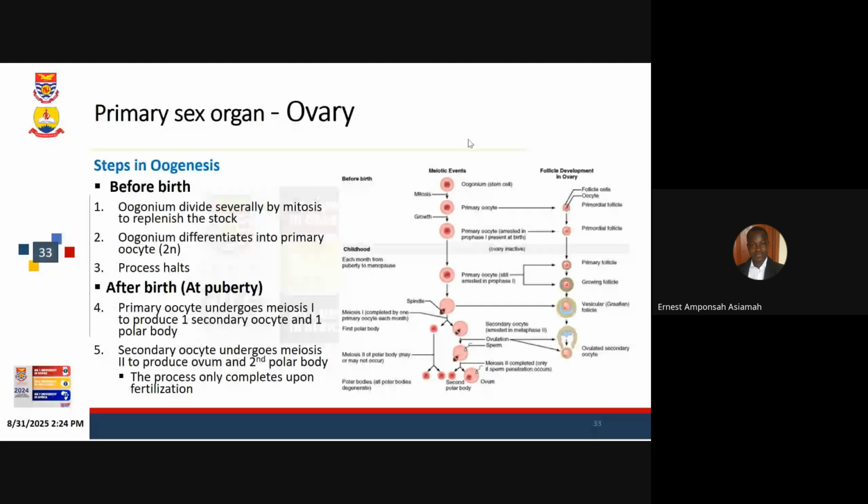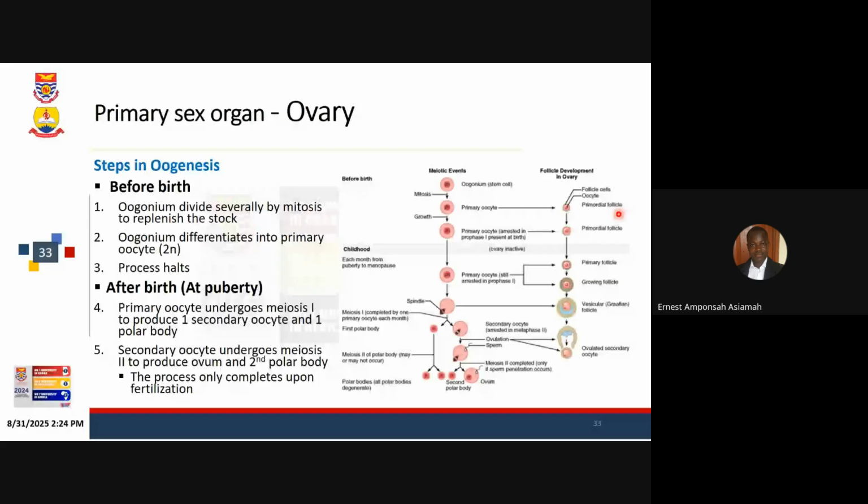sorry. So, when the oocytes are developing, just like in the males, where I mentioned Sertoli cells and Leydig cells, there are also some cells which support the oocytes, and we call them follicular cells. So what happens is that as the oogonium is dividing, there is a parallel growth of the follicular cells.